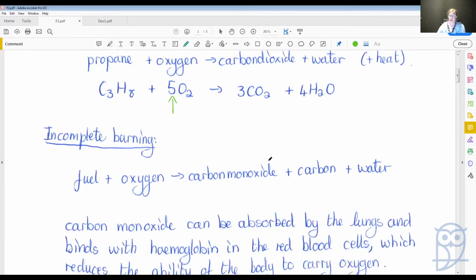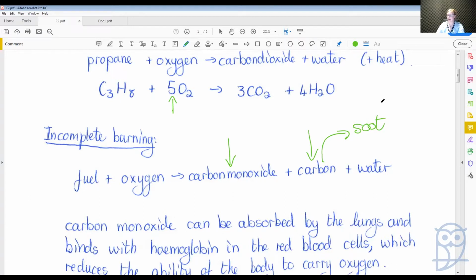What happens if we don't have enough oxygen? If we had this same reaction and we had less than 5, we would end up with some carbon monoxide or just some carbon and some water. So this is the reaction for an incomplete burning. That means that we don't have enough oxygen. So we have our fuel plus our oxygen, whatever bits of oxygen we have, gives us carbon monoxide, carbon, and water. This carbon is soot.